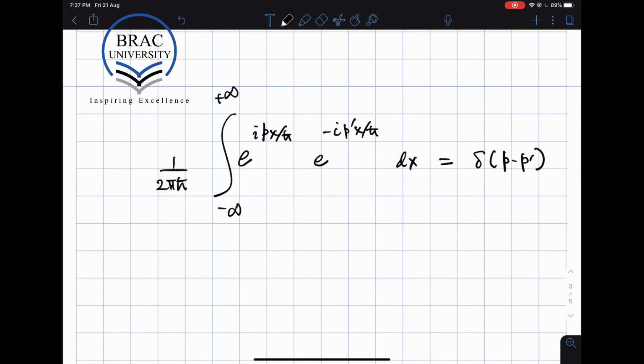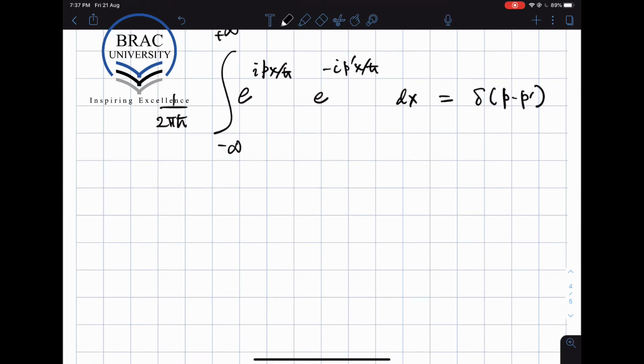So one last thing that I wanted to mention is that we can express this expression in terms of an inner product between two plane wave states. Then this would be given by in this way.